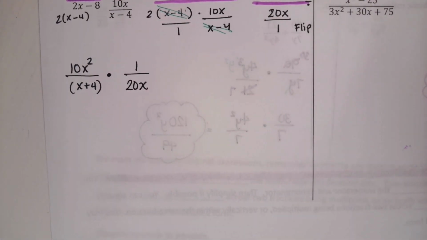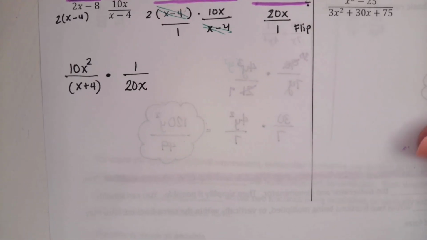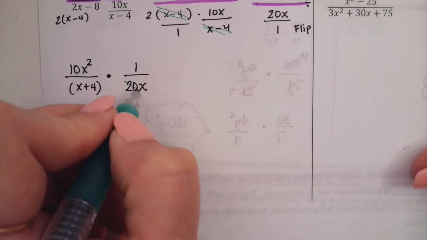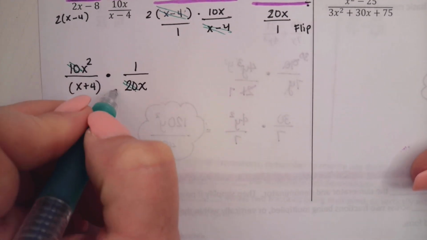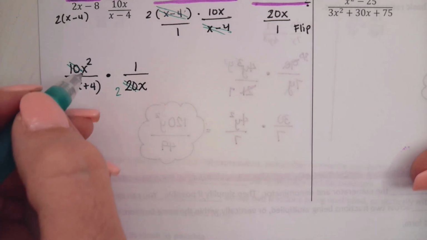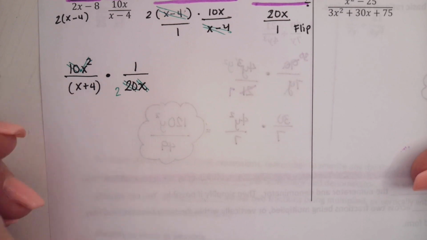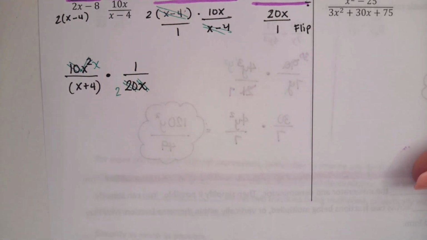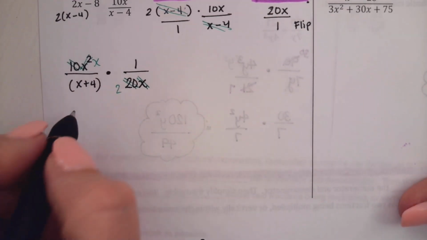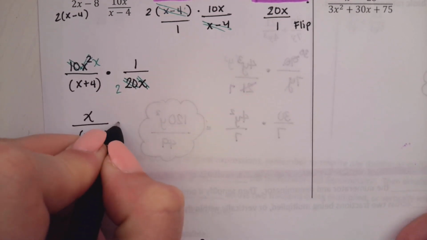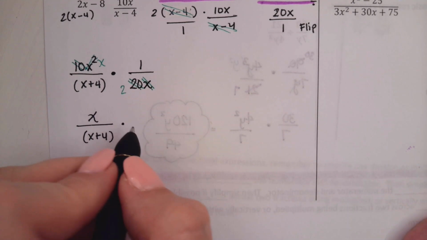Okay. Doesn't look so scary now. What all could simplify? The 10 and the 20 could be divided by 10. So this would become a 2. And then I could also cancel an x from each one. So this x would cancel. One of these would cancel. So left over we have x over x plus 4 times, what's left over on the second fraction? 1/2.